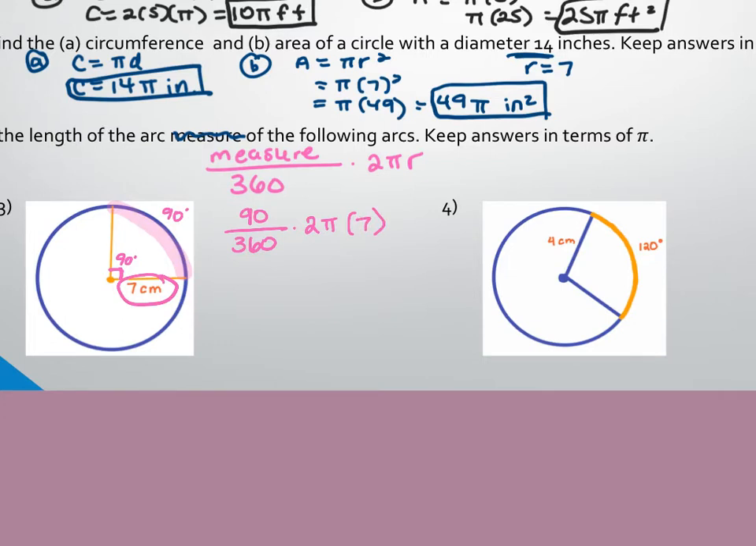Now I can actually reduce. 90 goes into 360 4 times. So this would be 1/4 times 2. I'm going to put the 7 at the front and the pi all the way at the end. I can make these over 1, over 1, and over 1 so that I remember what stays in the numerator and what stays in the denominator.